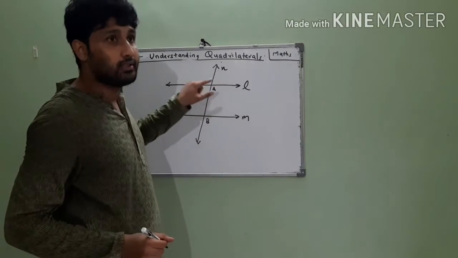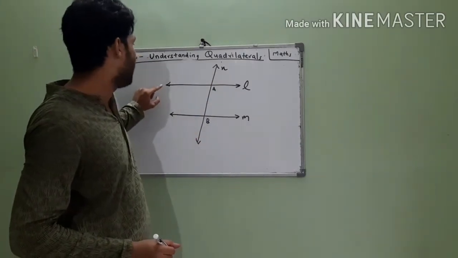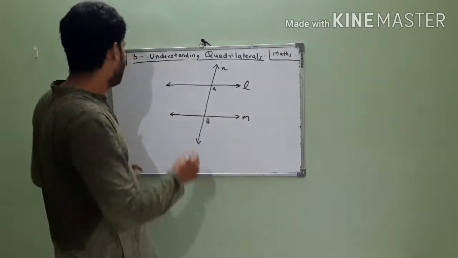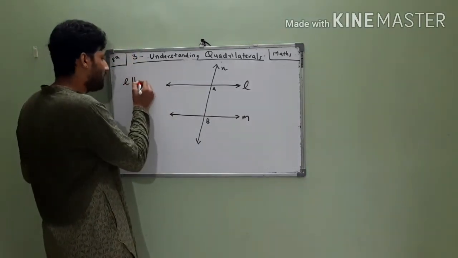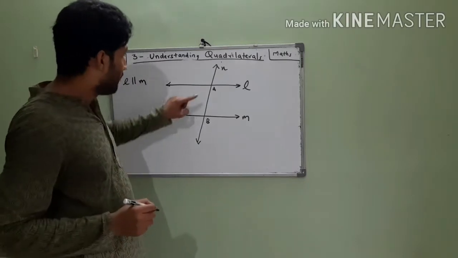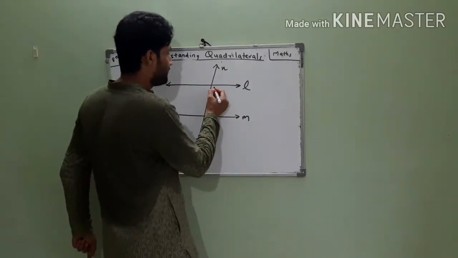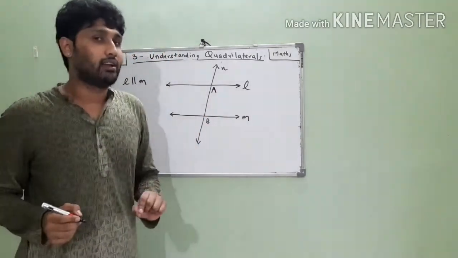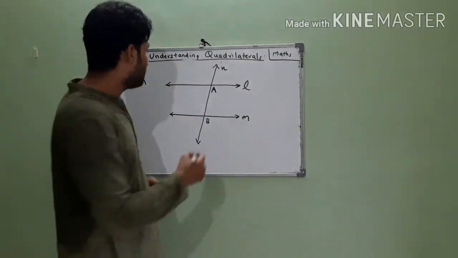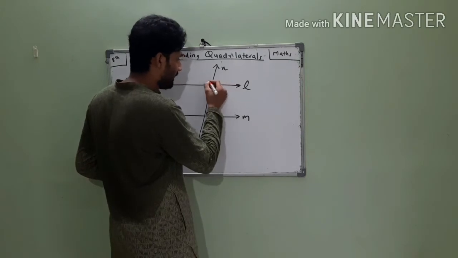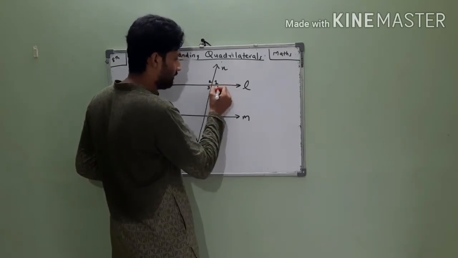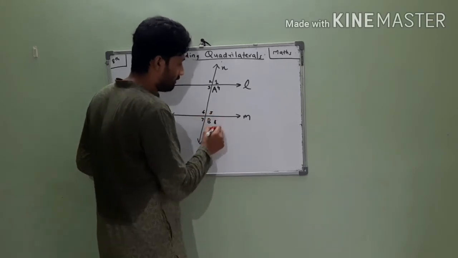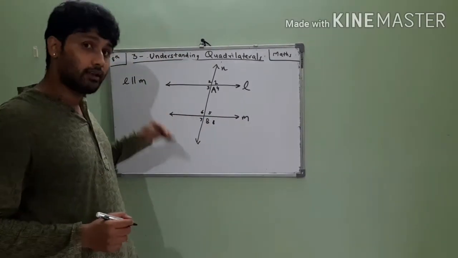So N is said to be transversal of line L and M. Very important prerequisite here is that L should be parallel to M, right? Here if you see, this is A. Here if you see, we have total 8 angles which are formed. Which are the 8 angles? This is angle 1, this is angle 2, this is angle 3, this is angle 4. This is angle 5, this is angle 6, 7 and 8. Total 8 angles are formed.